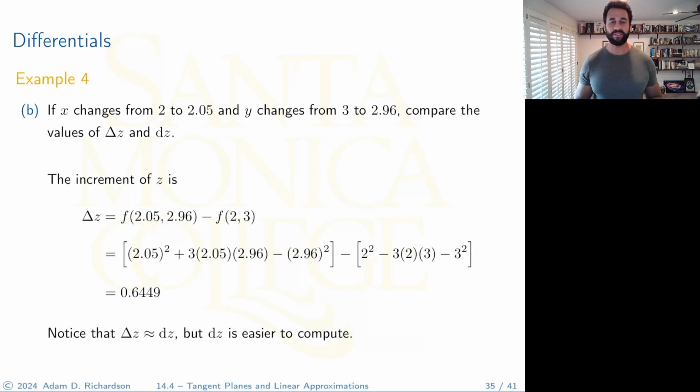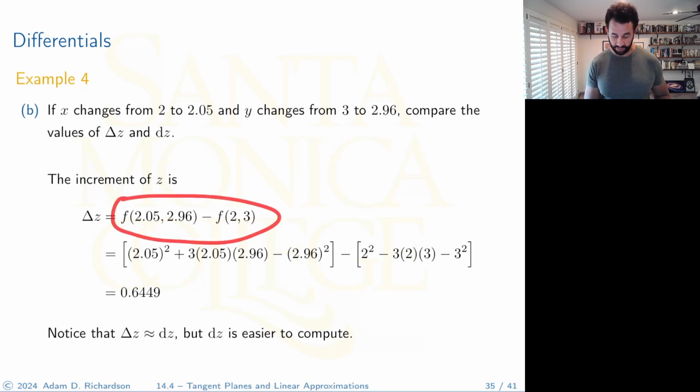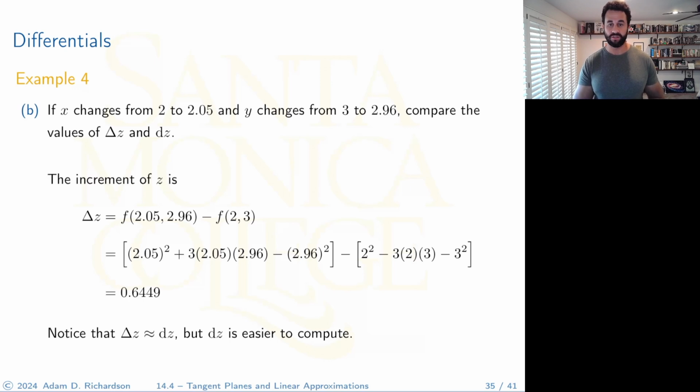Now, compare that to the actual increment of z. The increment of z is the literal change in the function values. So you plug the numbers into your original function, take the difference, and get a result. So here's how we do that. Evaluate f here, and you get this.